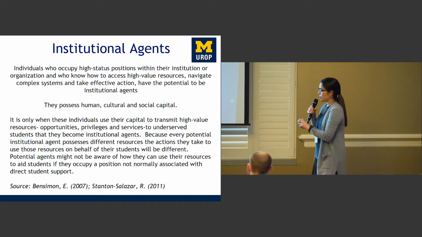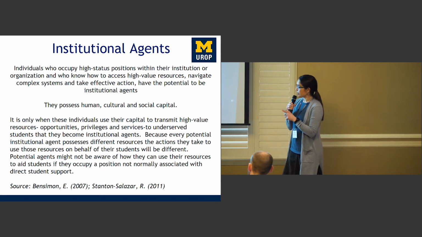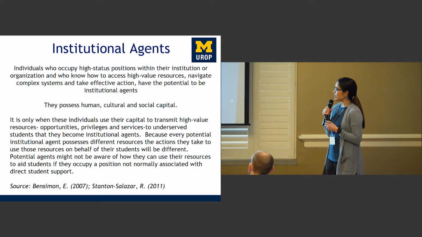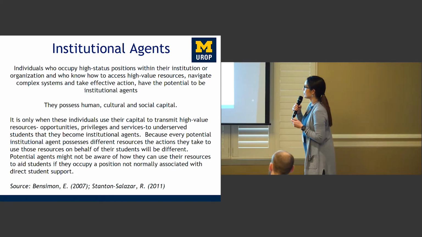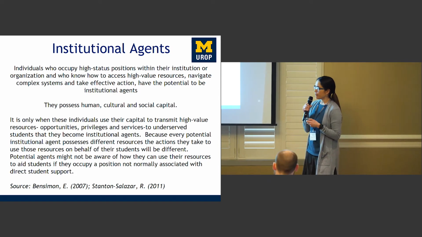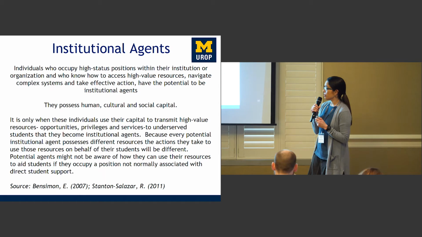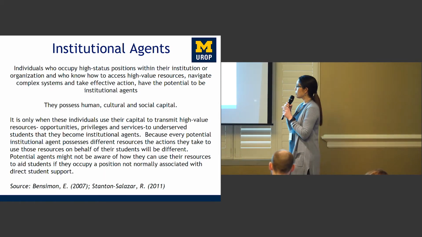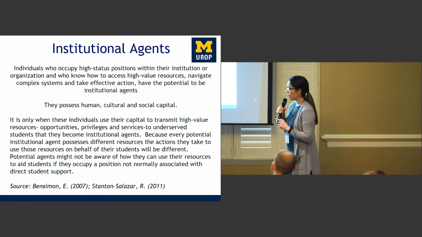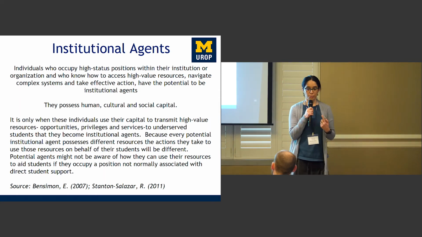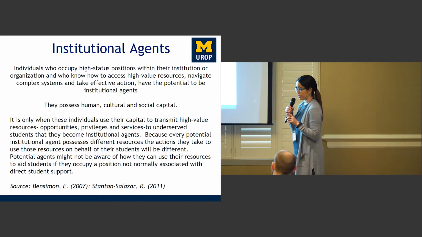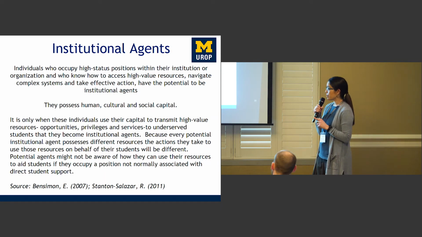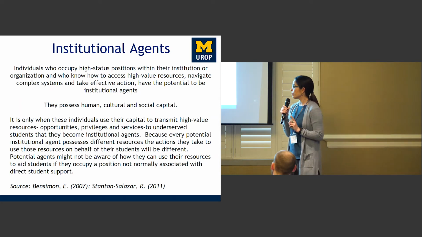So institutional agents, it started with Ben Simon and Stanton Salazar, individuals who occupy high-status positions within their institution or organization and who know how to access high-value resources, navigate complex systems, and take effective action, have the potential to be institutional agents. So basically, they possess human, cultural, and social capital. And each one of us are in positions to be institutional agents. It is only, though, when these individuals use their capital to transmit high-value resources, opportunity, privileges, and services to underserved students that they become institutional agents.